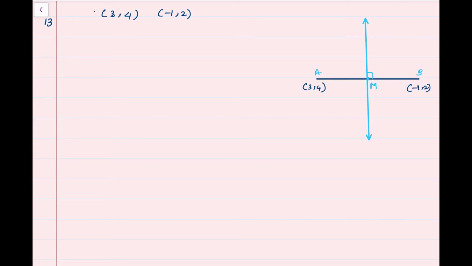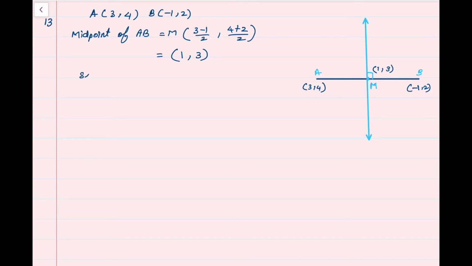We will name them as A and B. We will find midpoint of the line segment AB, which is M. Midpoint formula is x1 plus x2 by 2 and y1 plus y2 divided by 2. 2 by 2 is 1, 6 by 2 is 3. So M point is 1, 3.